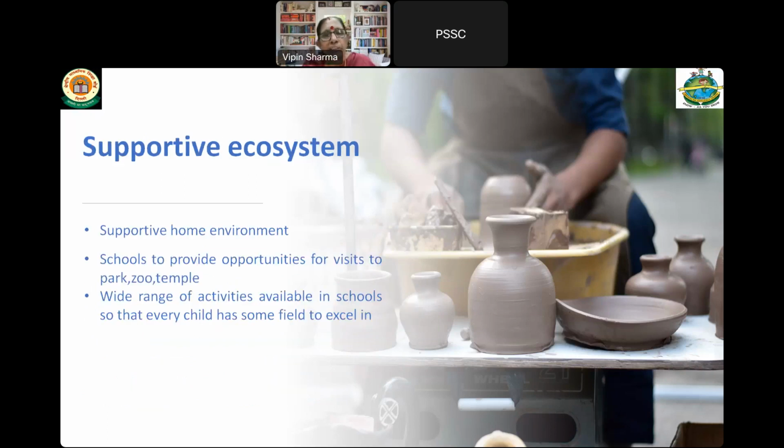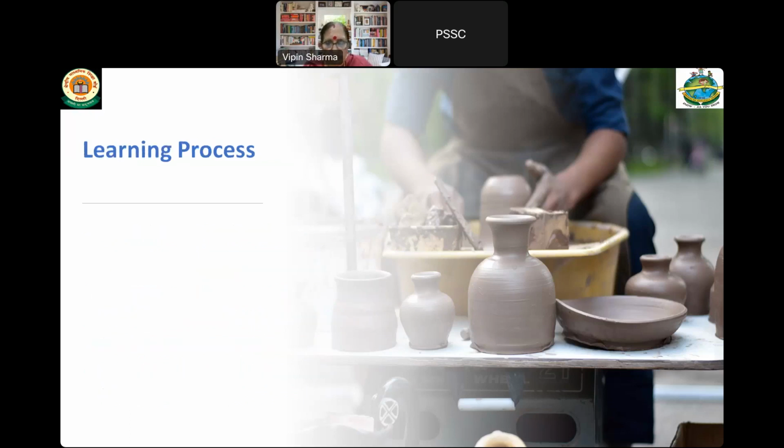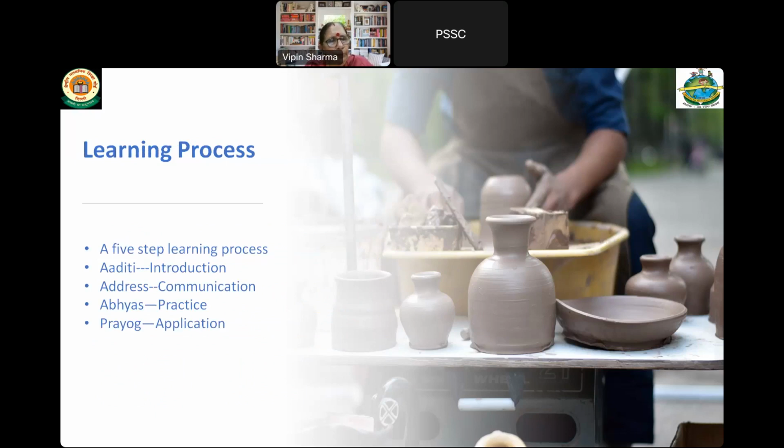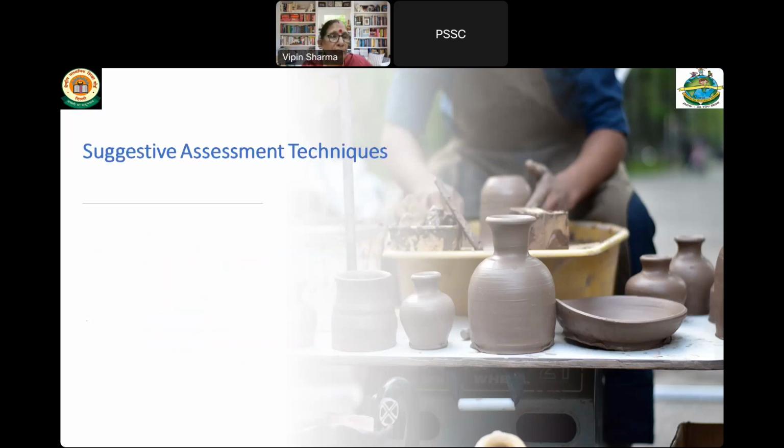Let us have a supporting ecosystem. Like a parent, you can see here, he is making the pot. We are all the potters. We should provide opportunities for visits to various places. School should encourage R&D. Now, the five-step learning is Aditi, Adhyayan, Abhyas, Prayog, Prasar. This also we should do, they must think freely.